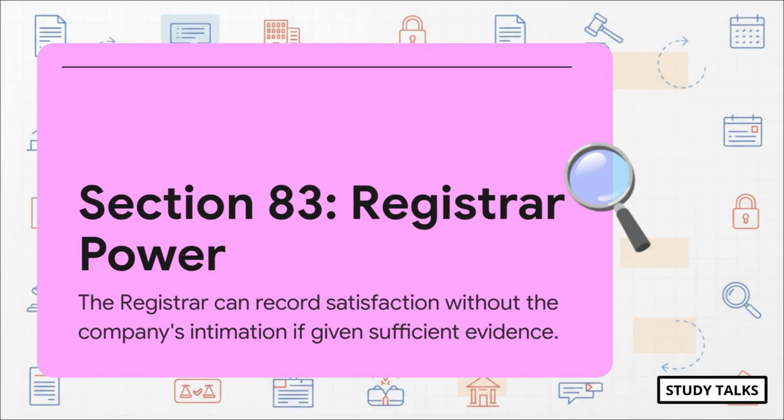But what if the company just completely drops the ball? They forget to file anything. Is that asset stuck with a charge forever? Not necessarily. Section 83 gives the ROC a kind of superpower. If the registrar gets solid proof from someone that the debt is paid, say the new owner of the property provides evidence, the ROC can actually go ahead and record the satisfaction on its own initiative. It's a really important safety valve built into the law.